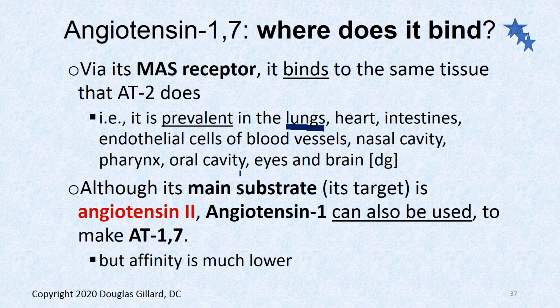Because there's ACE2 receptors in the eyes, and that's where COVID can bind. I spoiled the surprise. You probably already know that though. And there's even some in the brain. So although its main substrate is angiotensin II, angiotensin I can also be converted into angiotensin 1-7, but it doesn't happen very much. I think Guyton says angiotensin I does nothing, but that's not true. It can do some stuff.